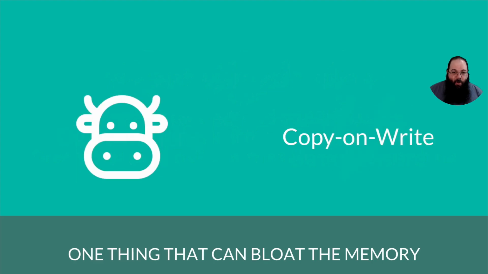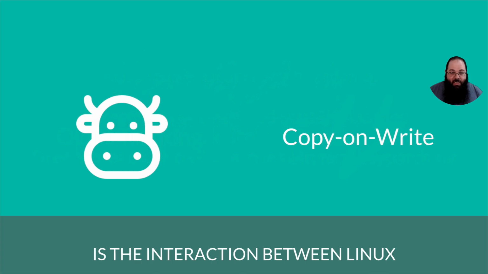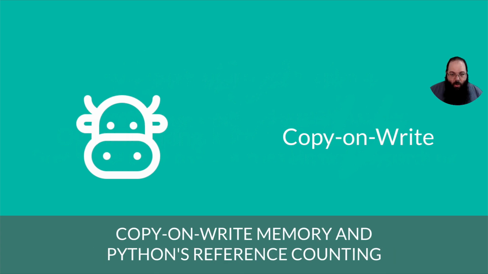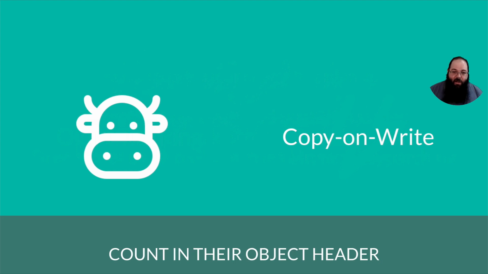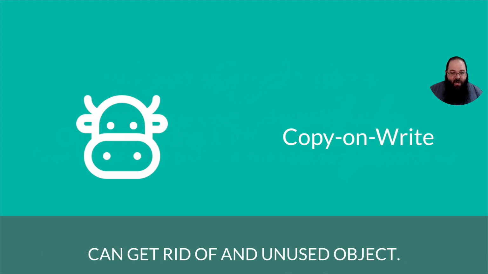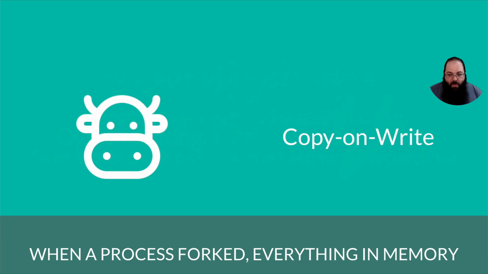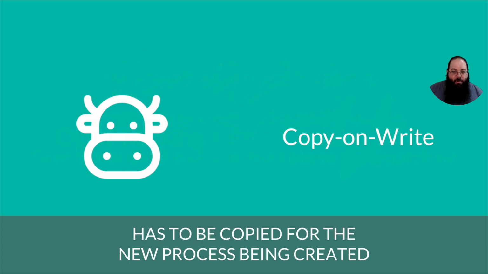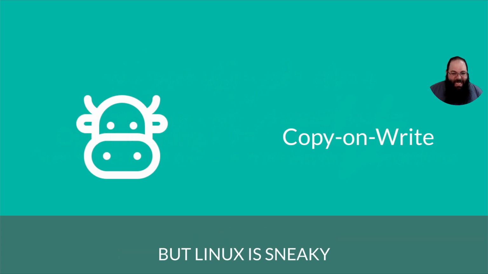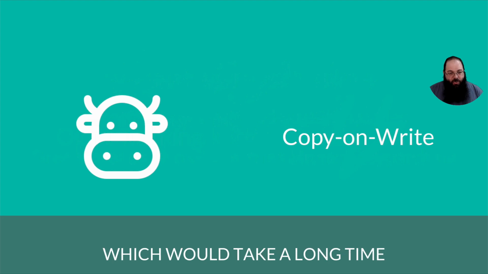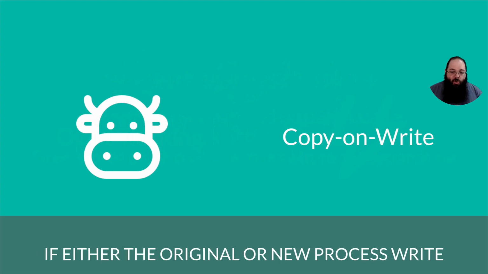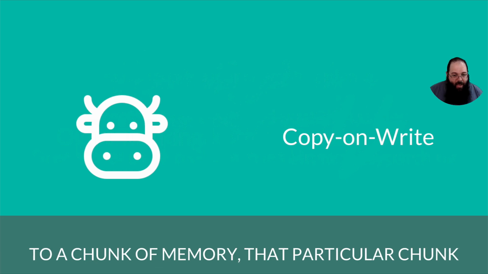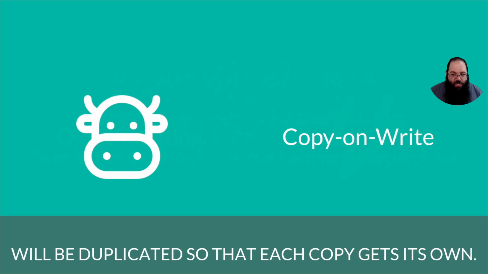One thing that can bloat the memory usage of process-based servers in particular is the interaction between Linux copy-on-write memory and Python's reference counting. All Python objects have a reference count in their object header, used to track when the garbage collector can get rid of an unused object. When a process is forked, everything in memory has to be copied for the new process being created. But Linux is sneaky. Rather than copy it all up front, which would take a long time, it leaves them as a reference to the original. If either the original or new process writes to a chunk of memory, that particular chunk will be duplicated so that each copy gets its own.